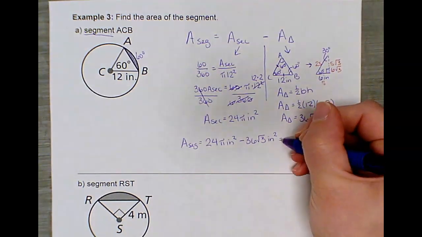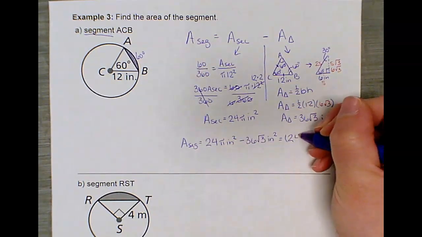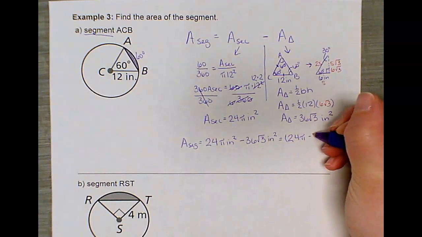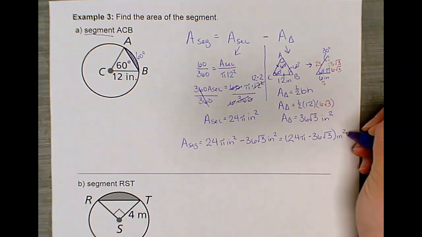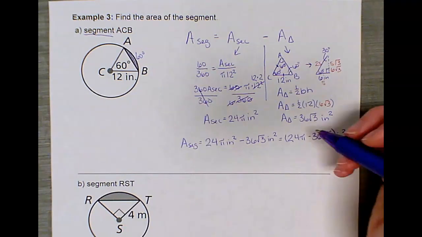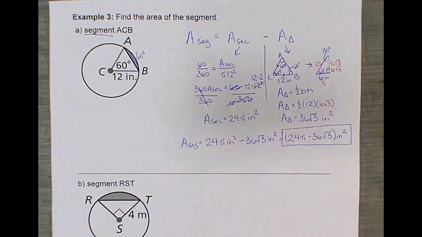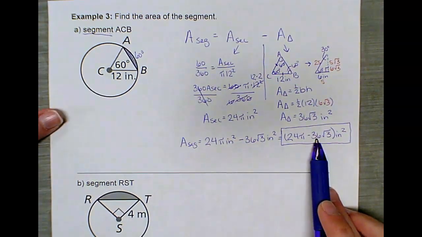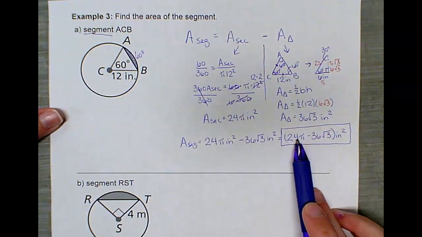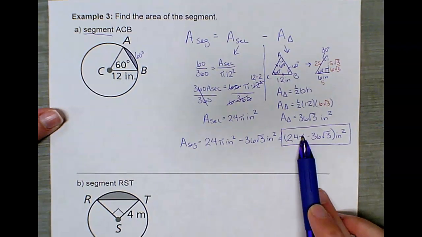Now, it would probably be a better idea to include inches squared at the end and put 24 pi minus 36 square roots of 3 in parentheses. And some people might be a little nervous about leaving this the way that it is, but we should, because it seems like 24 minus 36 is going to give you a negative number. But keep in mind that this is 24 pi. 24 times something more than 3, which will end up giving you something around 75.